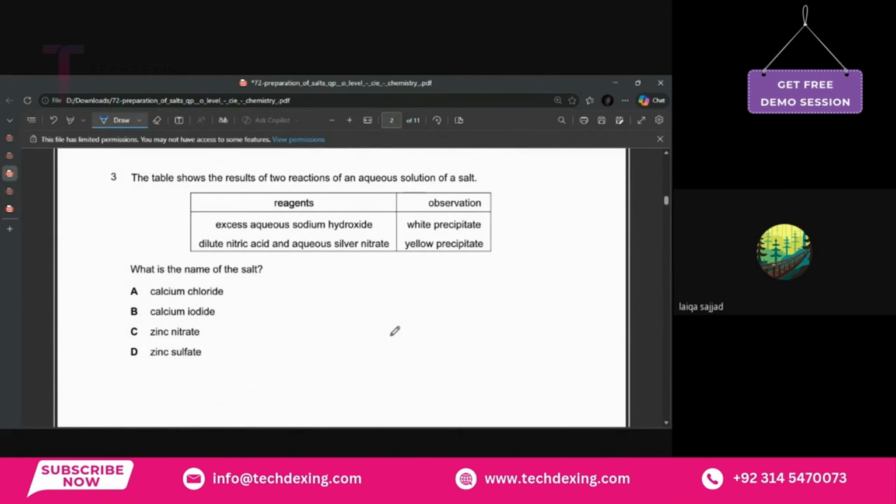The table shows the result of two reactions of an aqueous solution of a salt. Reagents are excess aqueous sodium hydroxide, and the observation is a white precipitate, and the second one is dilute nitric acid and aqueous silver nitrate, and the observation is a yellow precipitate. What is the name of the salt?